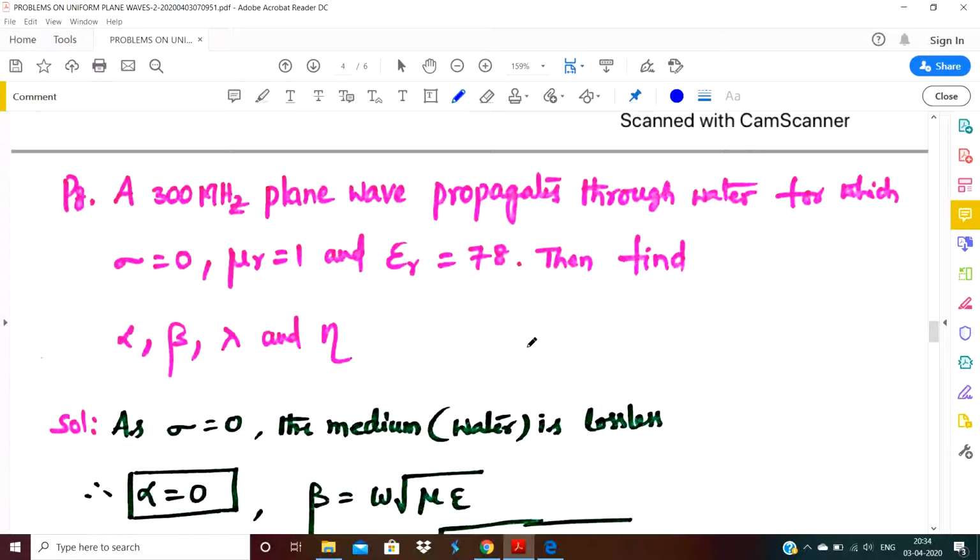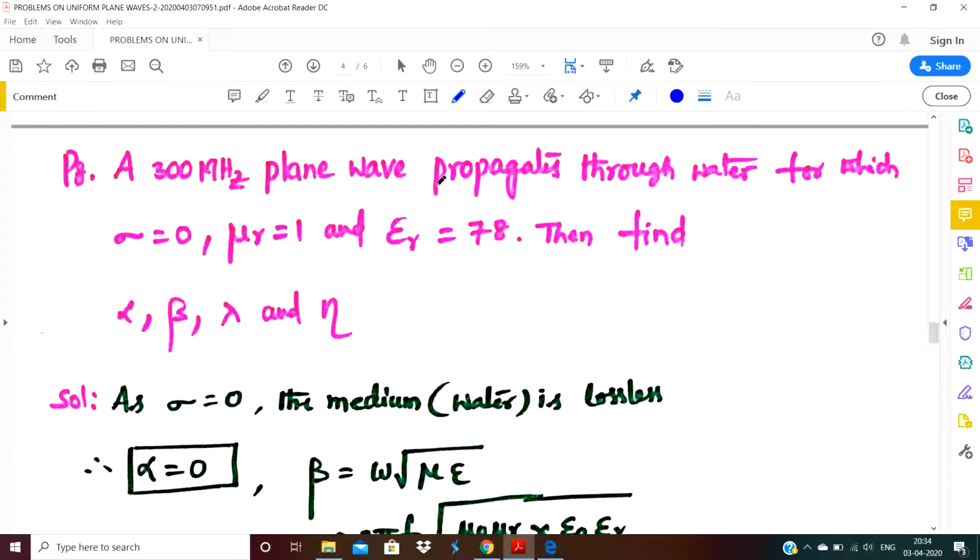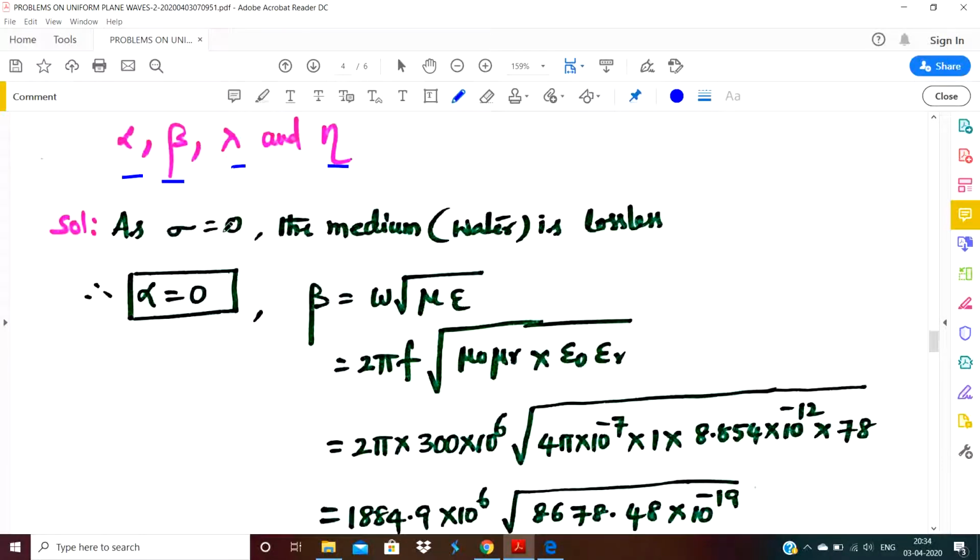Next problem: a 300 megahertz plane wave propagates through water, for which conductivity sigma equals 0, relative permeability mu r equals 1, relative permittivity epsilon r is 78. Then find the attenuation constant, phase constant, wavelength and intrinsic impedance. This is similar to our previous example, as the given medium is lossless, so water is also lossless. In this pure water, they might have assumed.